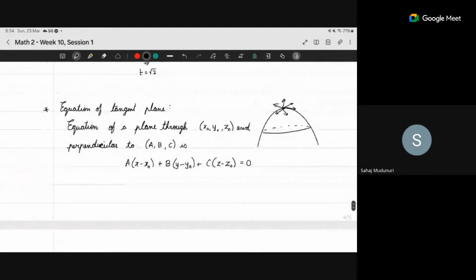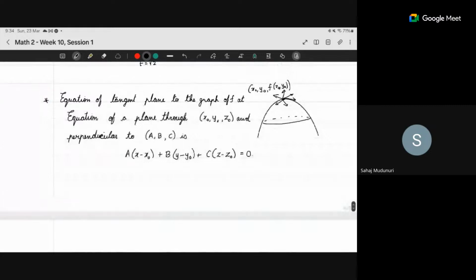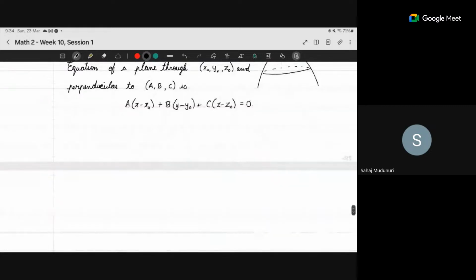Now, coming back to the context of our tangent lines, tangent equations, whenever we are talking about the tangent plane to the graph of f at, let me say, x naught, y naught, f of x naught, y naught. So the point on the graph would be something like this, right? x naught, y naught, f of x naught, y naught. So we have a point. In order to find the equation of the plane, what do we require? Using this, if we want to do that, what is the only thing that is missing?